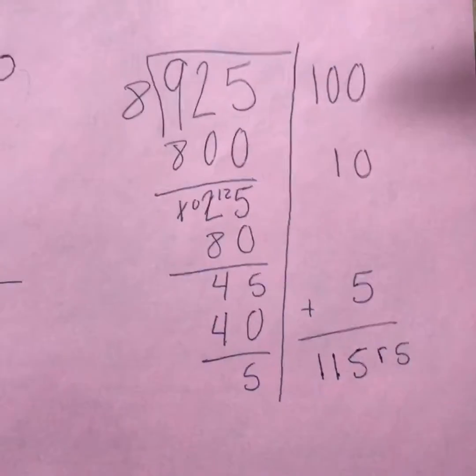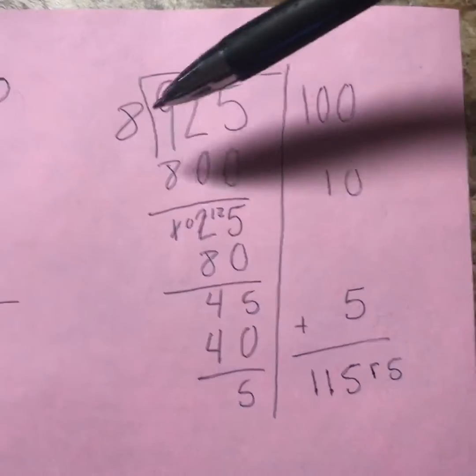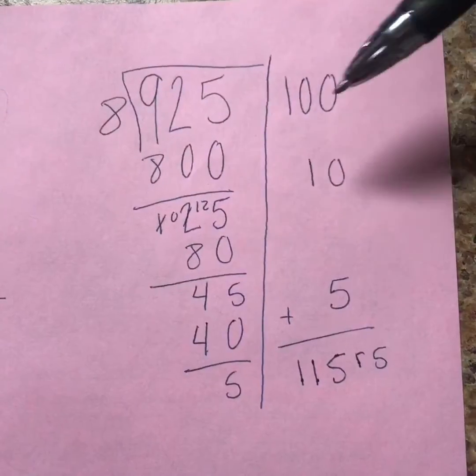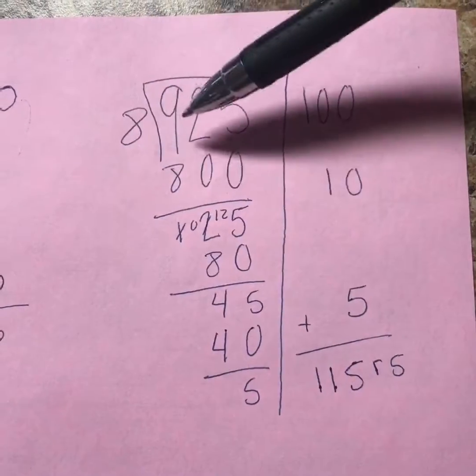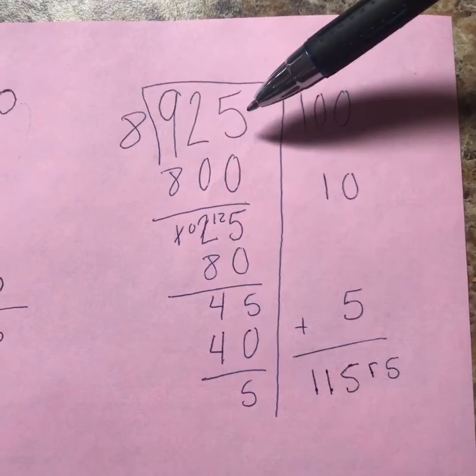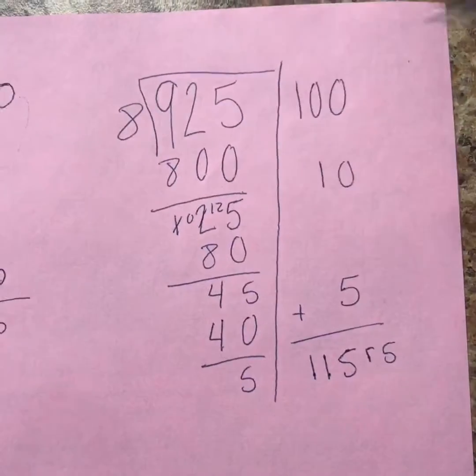Let's check to see how you did. So I have my problem, 925 divided by 8. First I asked myself, can 8 go into 925? Well, yes, because 100 times 8 is 800.